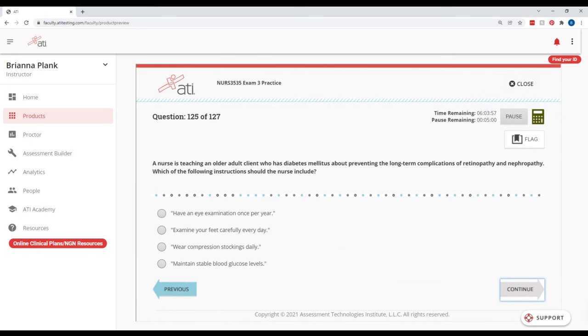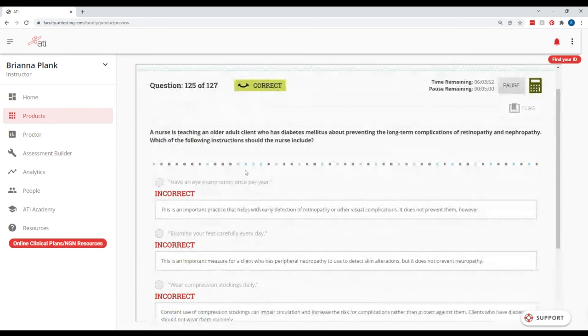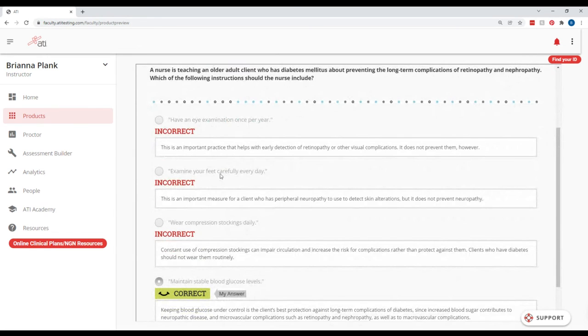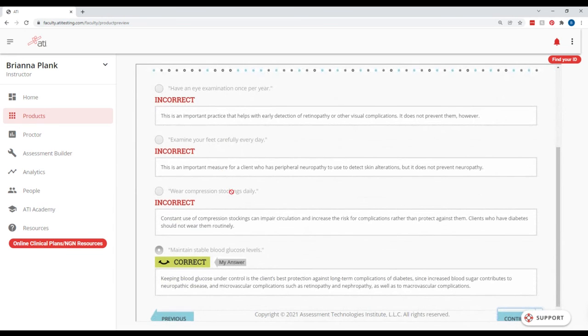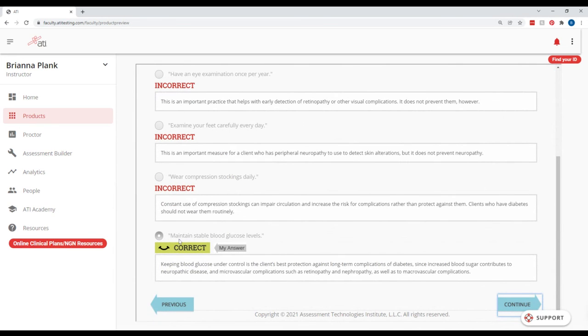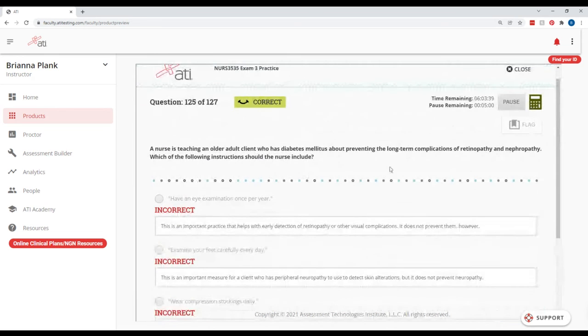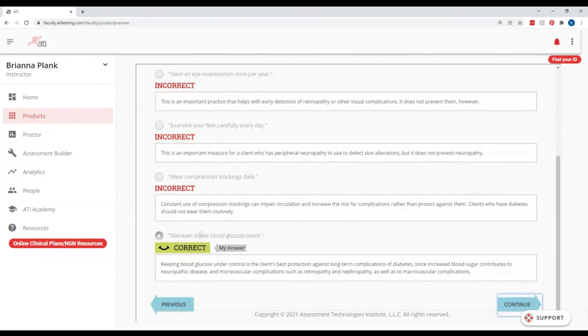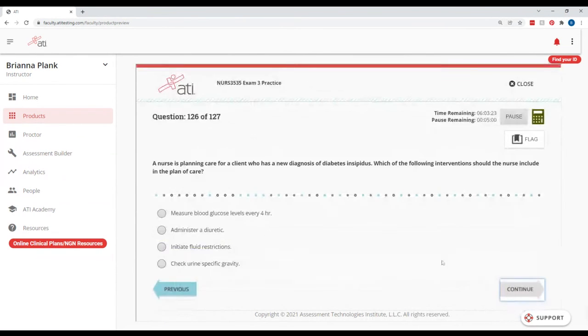Retinopathy and neuropathy. So this is kind of a complicated one because yes, we want them to do that. Yes, we want them to do that. No, we don't want them to do that necessarily. But maintaining stable blood glucose levels is going to prevent complications. So even though, yes, we want them to have an eye exam, that's not going to prevent complications. Or examining their feet, that doesn't prevent complications, but actively preventing complications is keeping blood glucose in range. Oh, it's tricky.